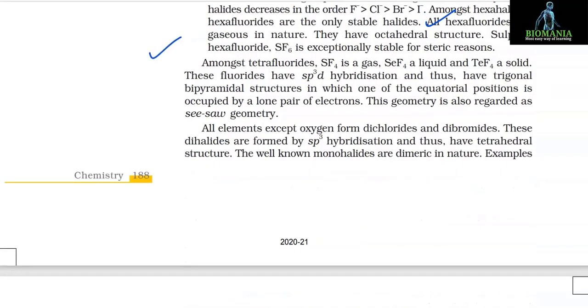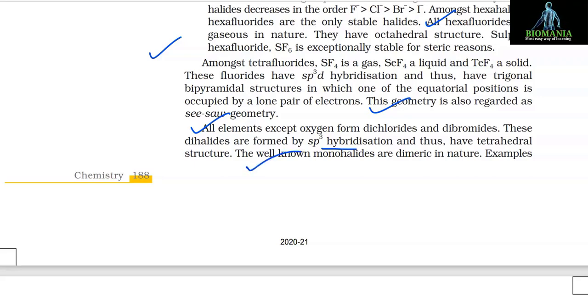Amongst tetrafluorides, SF4 is a gas, SeF4 a liquid and TeF4 a solid. These fluorides have sp3d hybridization and thus have trigonal bipyramidal structures in which one of the equatorial positions is occupied by a lone pair of electrons. This geometry is also regarded as see-saw geometry. All elements except oxygen form dichlorides and dibromides. These dihalides are formed by sp3 hybridization and thus have tetrahedral structure.